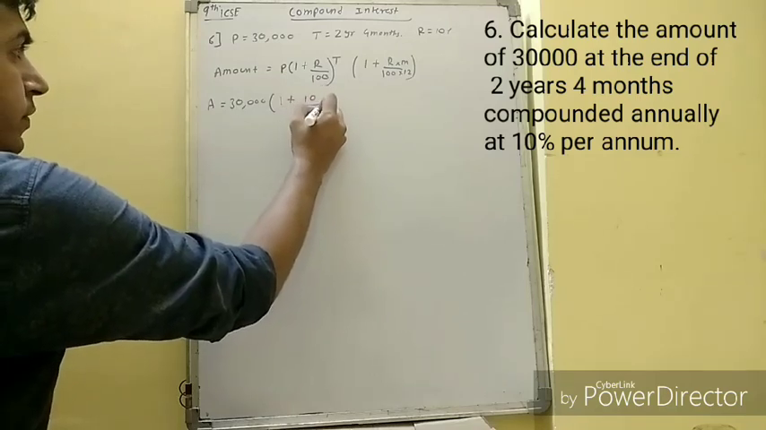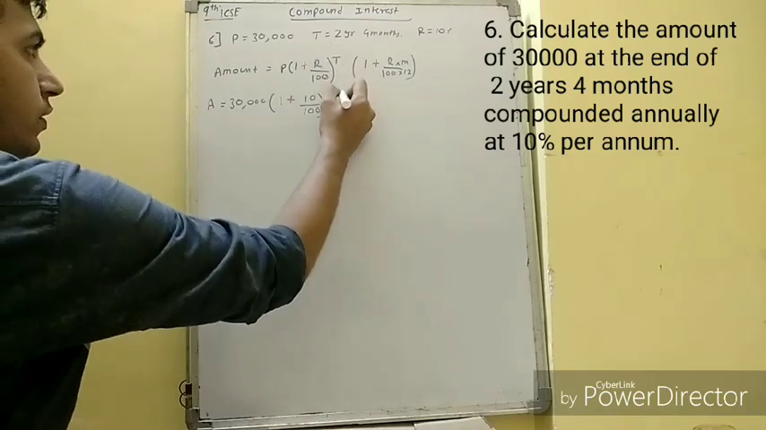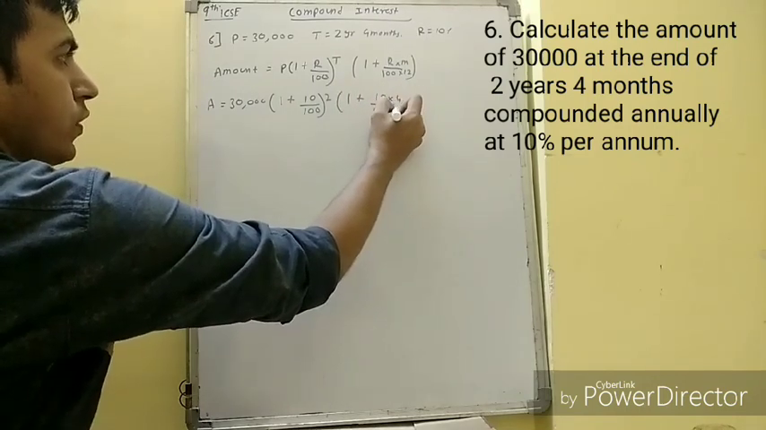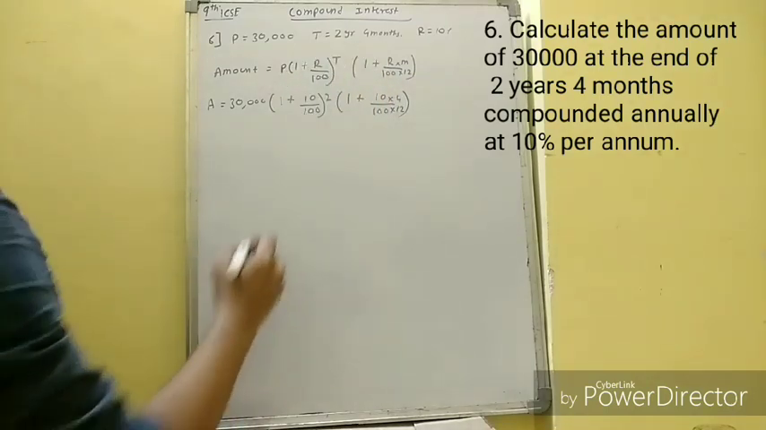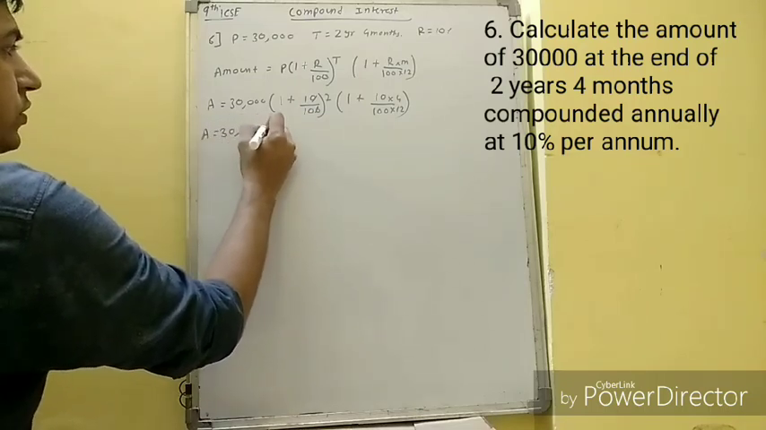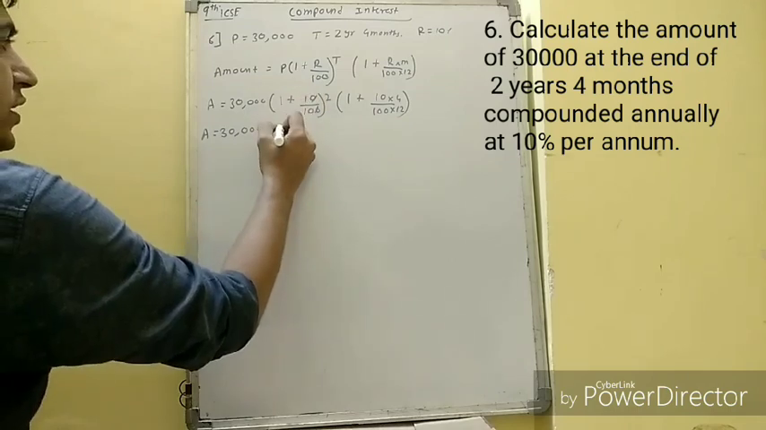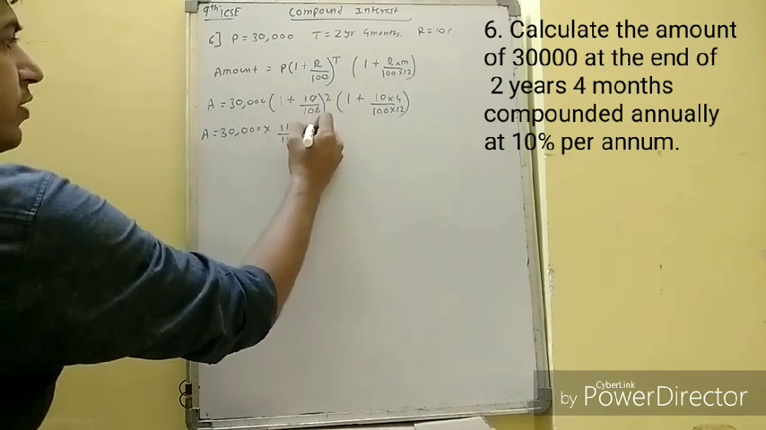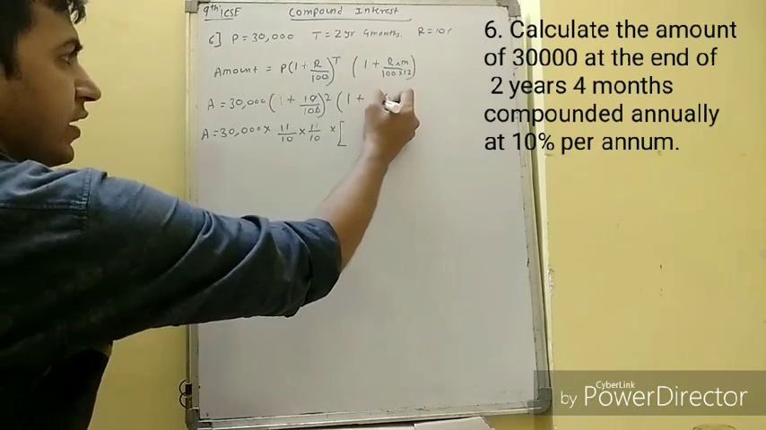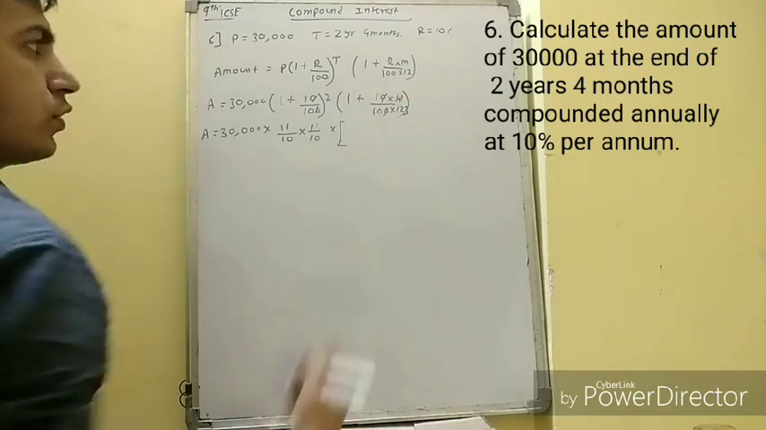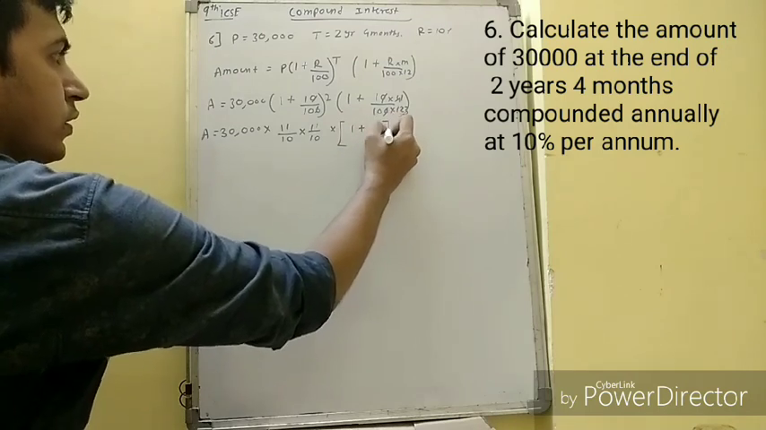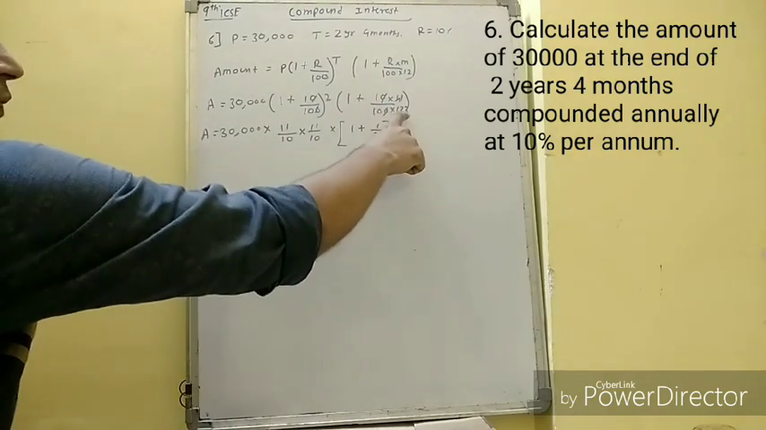Rate is 10 upon 100. Time is 2 years and 4 months. 1 plus rate 10 upon 100, raised to 2, and 1 plus 10 upon 100 raised to 4 upon 12. So let's do it. The zeros get cancelled. So the amount is equal to 30,000, 10 ones are 10 plus 1, it is 11 upon 10. As it is raised to 2, I will write it 2 times. Multiply by, let's solve this bracket. The zeros cancel, 4 ones are 4, 4 threes are 12. So it is 1 plus 1 upon 30.